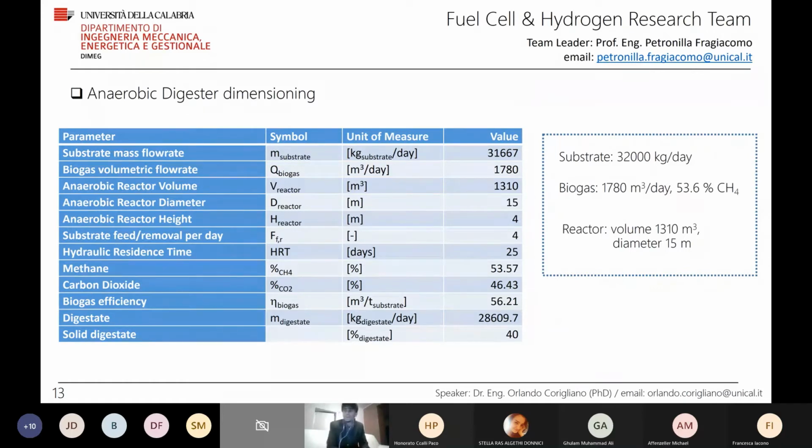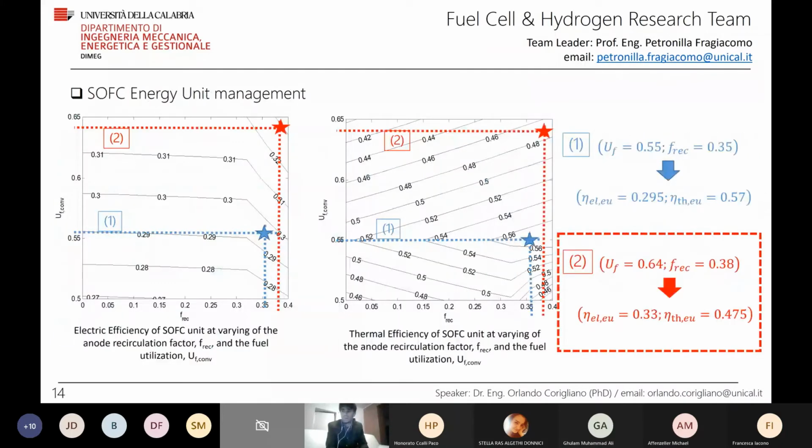This slide, instead, illustrates the SOFC energy unit mapping as a function of the recirculation factor and of the fuel utilization factor. The working point is chosen to maximize the electric production. So we have to set a choice on a specific criterion. In this case, the criterion is maximizing the electric production. So we choose solution 2. In this solution, the plant shows an electric efficiency of 33% and a thermal efficiency of 47.5%.